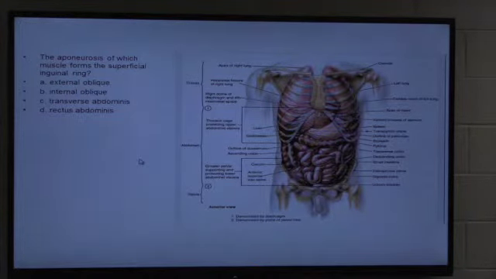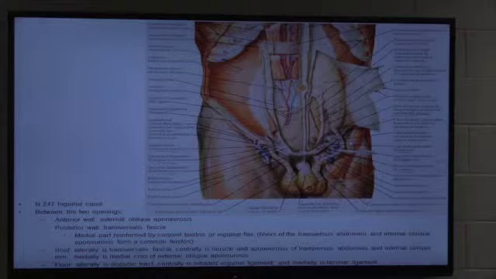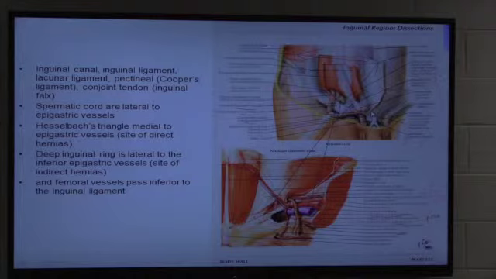The aponeurosis of which muscle forms the superficial inguinal ring? External oblique. Okay, right here. The internal oblique muscle has been cut here. Here's the inguinal ligament, but this part right here, let's see, yeah, this is a little bit better. This shows the external oblique. There's the three layers: transverse abdominis, internal oblique, and external oblique. And you see they cut and open. So this would be the superficial ring right here.